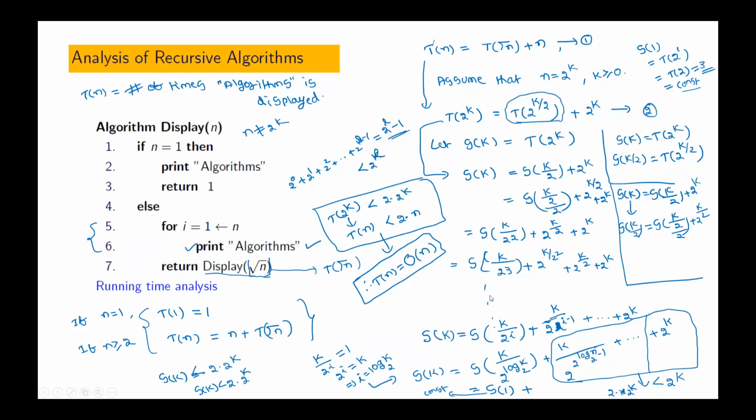But this is lengthy. We need not do all these things. Direct methods we will be discussing. If the recurrence relation is of this form, how to find its order of growth, that we will be discussing later.